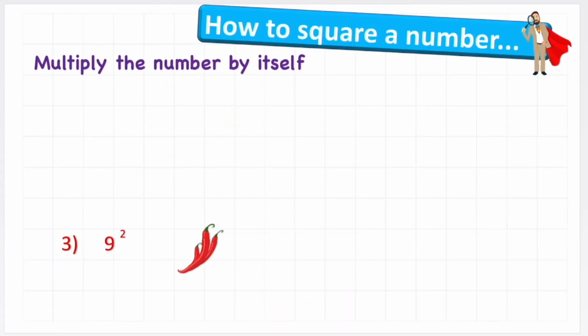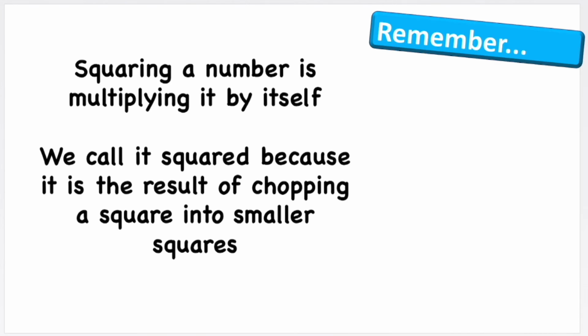Let's have a look at our last one, and we're going to do this without building up our square. We're going to do this the quick way. 9 squared is the same as saying 9 multiplied by 9, and 9 nines are 81. So the answer to 9 squared is 81. And if I was to take the time and build up my big square, we would be able to prove that. Okay, so what do we need to remember about how to square a number? Squaring a number is multiplying it by itself. And also, we call it squared because it is the result of chopping a square into those smaller squares.